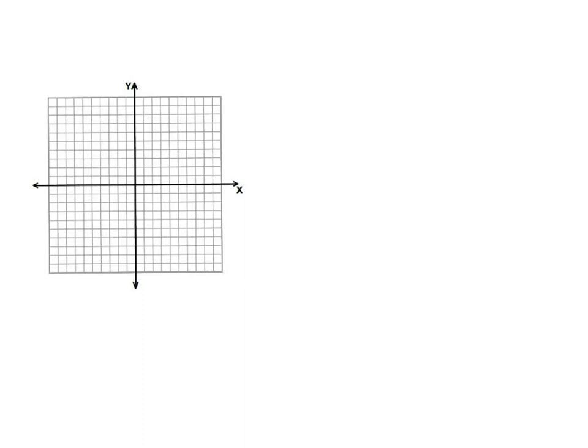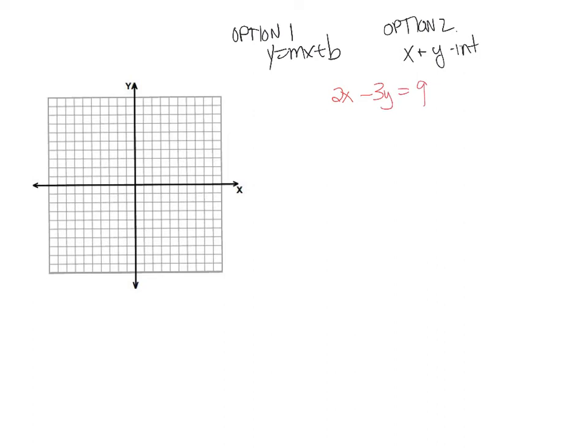You're still looking at your paper, but just so that I have it up here, option 1 is to put it into slope-intercept form and to graph that way. And then option 2 is the x and the y-intercepts, find those 2 points. And so the equation that's given to us this time is 2x minus 3y is equal to 9. And our goal is just to graph it.